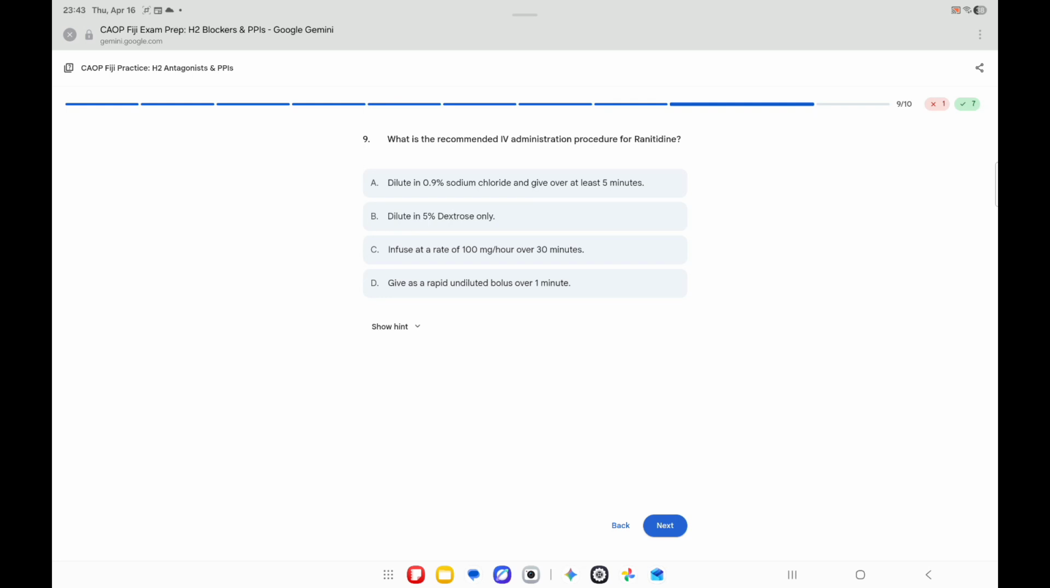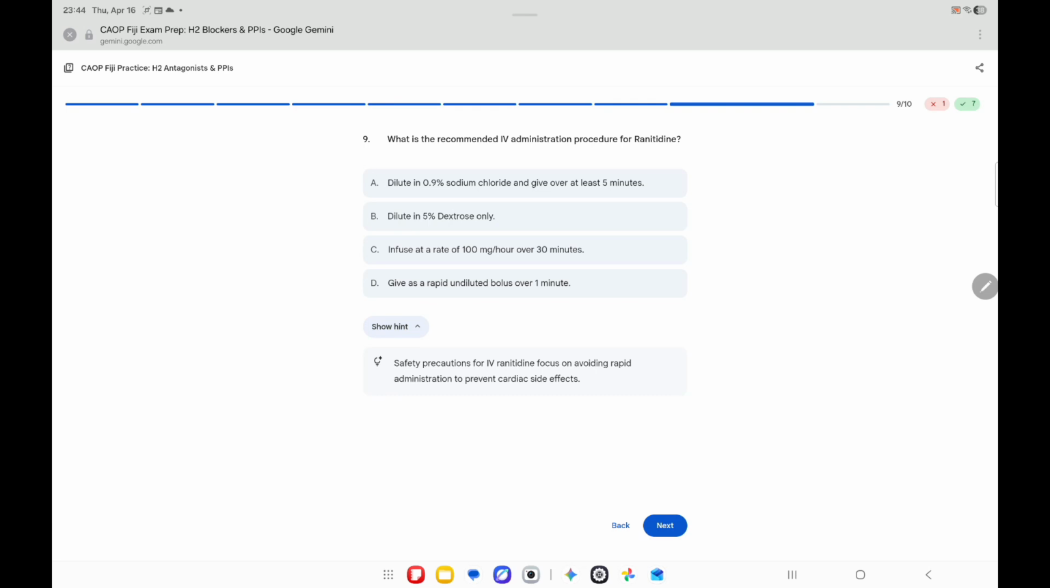Option B says dilute in 5% dextrose only. Option C says infuse at a rate of 100 milligram per hour over 30 minutes. Option D says give as a rapid undiluted bolus over 1 minute. So we'll see the hint, but according to me, I think option A is the right answer.